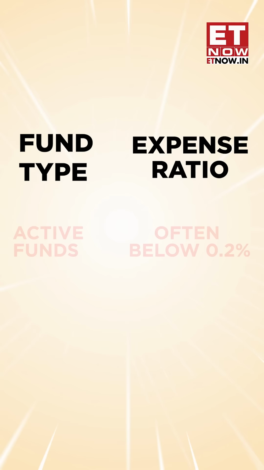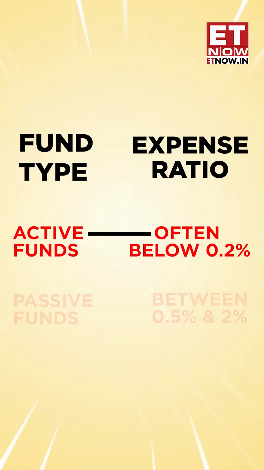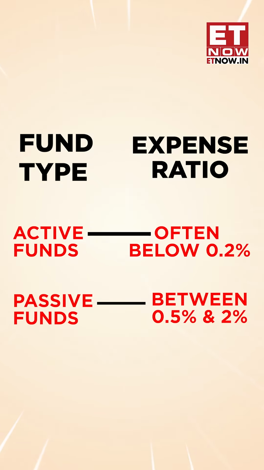For example, passive funds typically have much lower expense ratios, often below 0.2%, because they simply track a market index instead of having managers actively picking stocks. Active funds, where managers try to beat the market, generally charge between 0.5% and 2%. So next time you're choosing investments, don't just look at returns. Check those expense ratios too. Your future self will thank you.